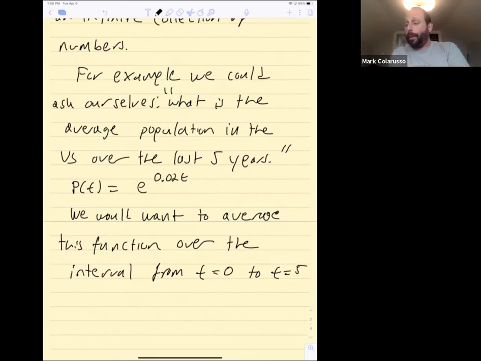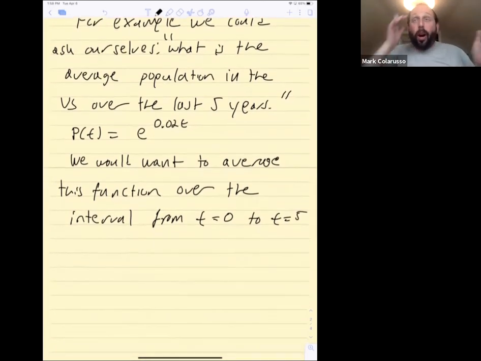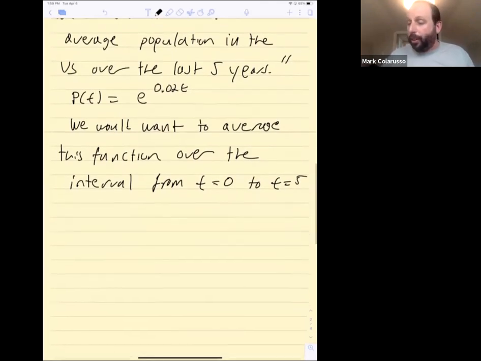Okay, so there's no obvious solution to this, right? Because we don't have a mechanism for adding together infinitely many numbers. We don't know how to do that in an obvious way. So this problem is solved by the integral.